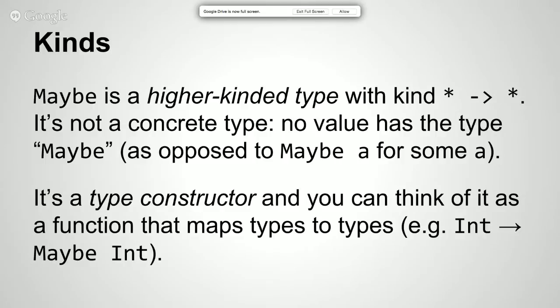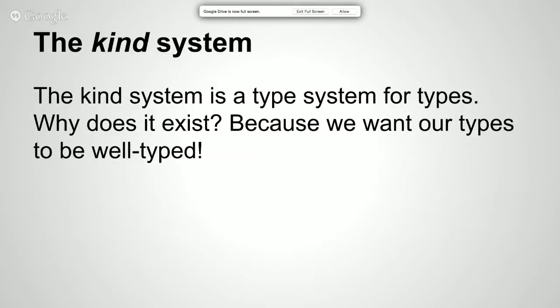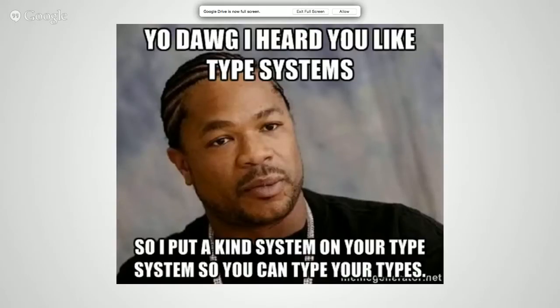So, yeah, a type constructor maps types to types, and hence we have the kind signature Type -> Type. And that's exactly what the kind system is: it's a type system for types, and it exists because we want our types to be well typed. So there you go.